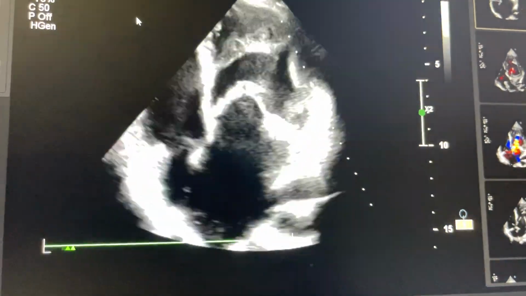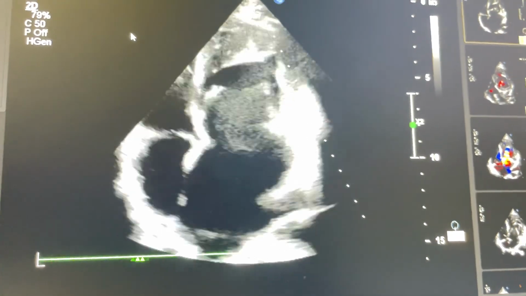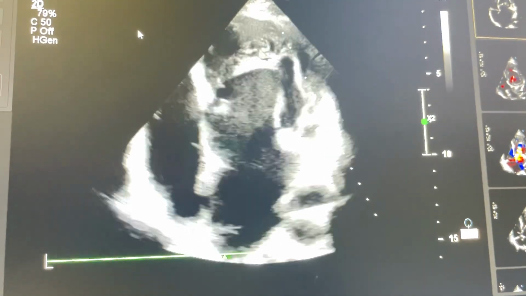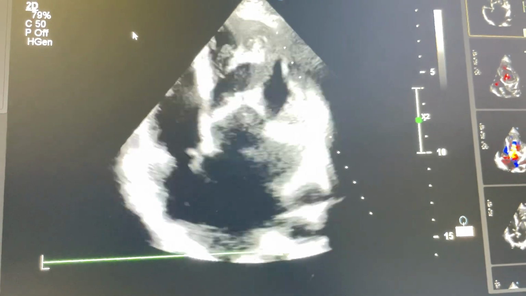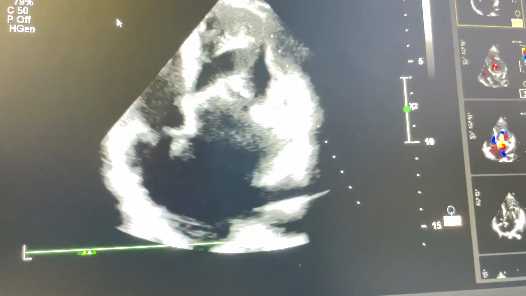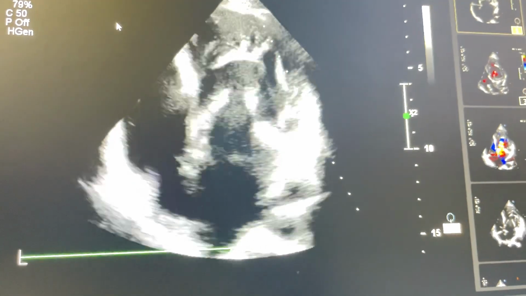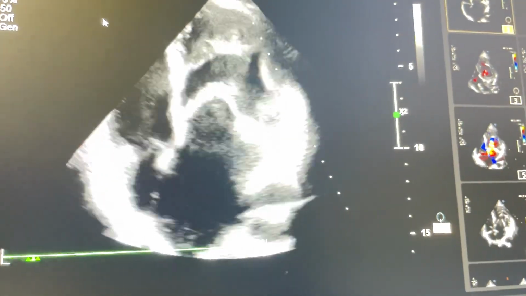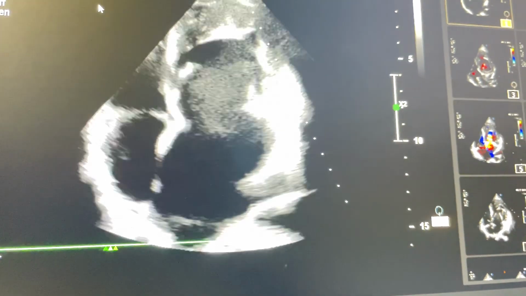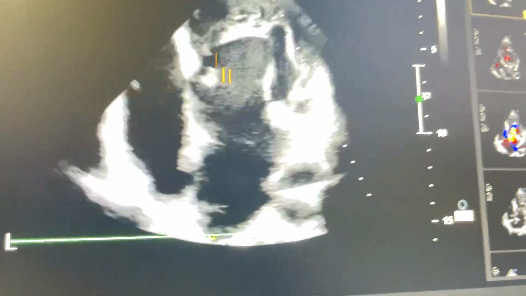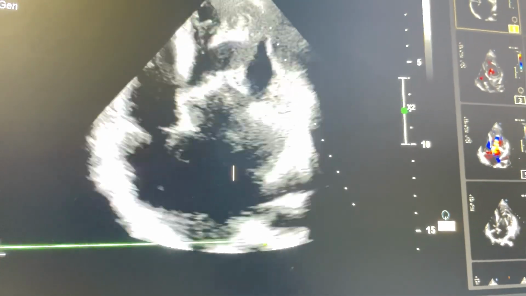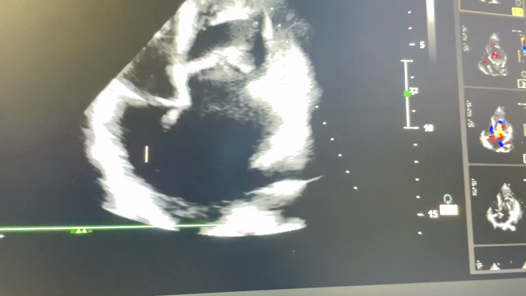It's a very interesting case, that's corrected transposition of great arteries. It is a 25-year-old female patient who complained of shortness of breath during labor pain, that's why the patient was presented for echocardiography. In this apical four chamber view, what you see, this is left atrium, this is right atrium.